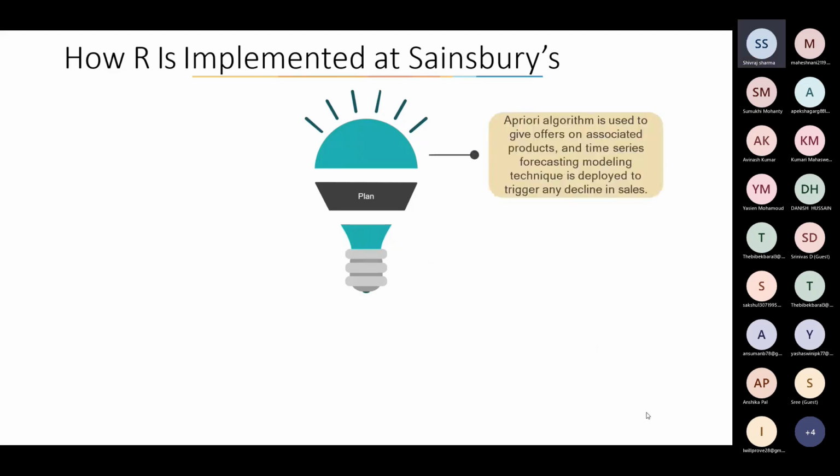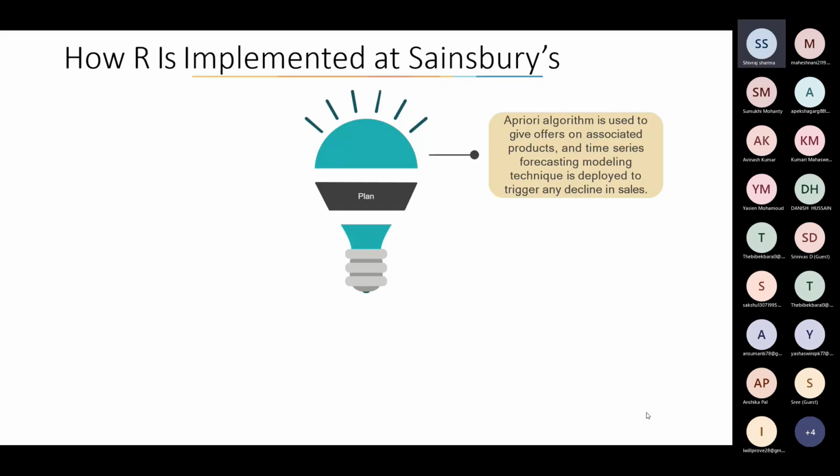Now there is the name of an algorithm used in these forecasting models: Apriori. This algorithm is used to give offers on associated products, along with the time series forecasting model technique. It is deployed to trigger on any decline in sales. So if there is a need to give offers on a particular product whose sales are going below the cutoff limit, the offer is opened on those products so that the sales get increased on them, right?